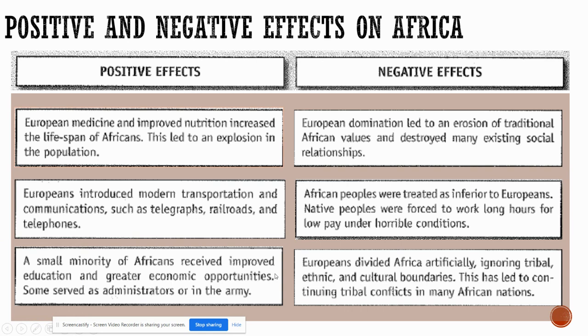And Europeans divided Africa artificially. They ignored tribal, ethnic, and cultural boundaries, and this led to what we still have today: a lot of conflicts in Africa because you made a country out of three tribes that don't like each other.